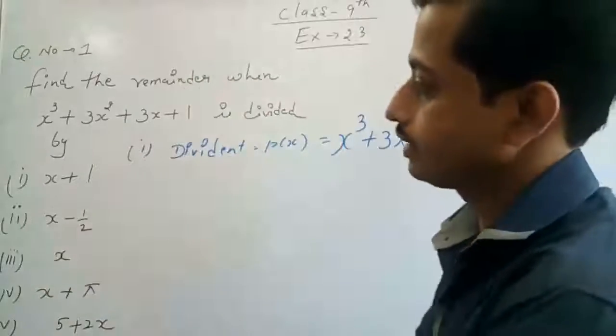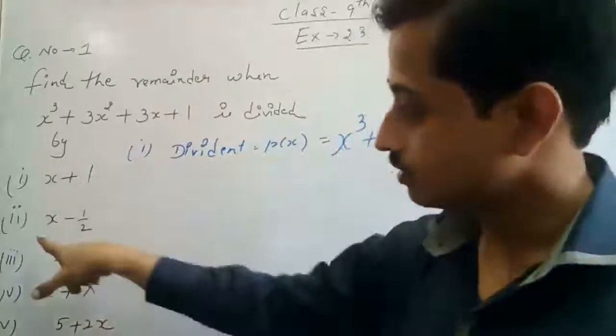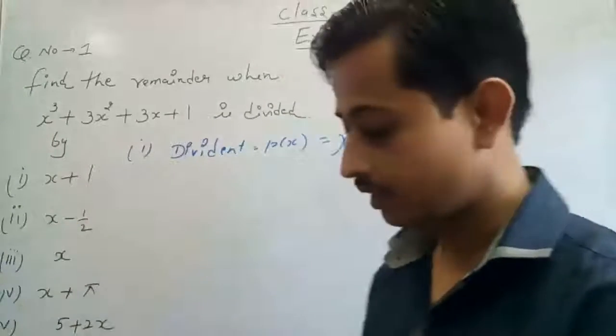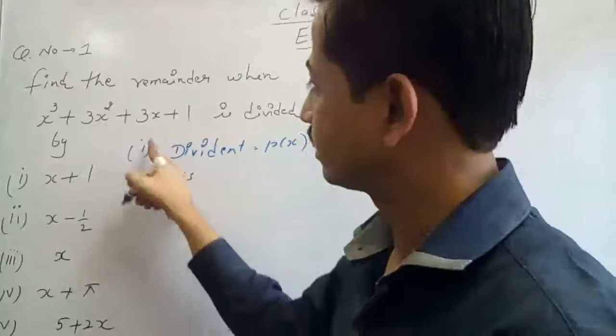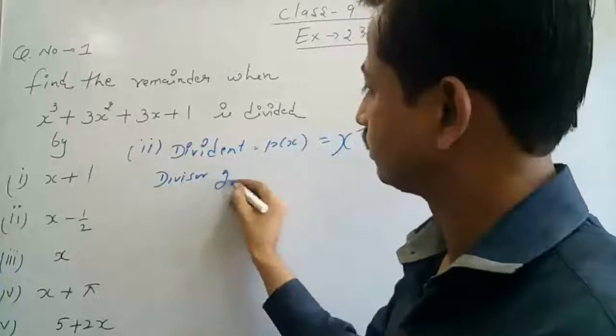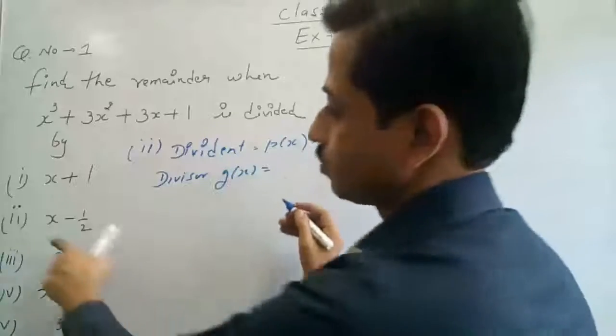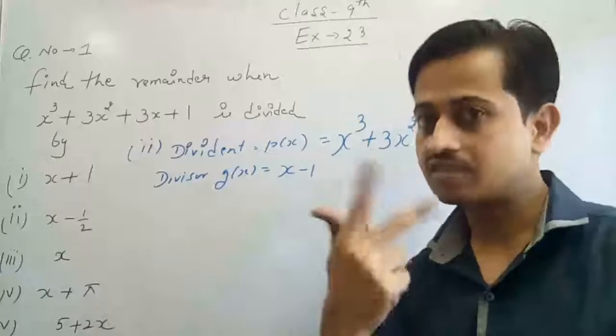So next part is what is the divisor in this question. Second question is x minus 1 by 2. So our divisor, second question, divisor is g of x is equal to x minus 1. Now do the same steps.